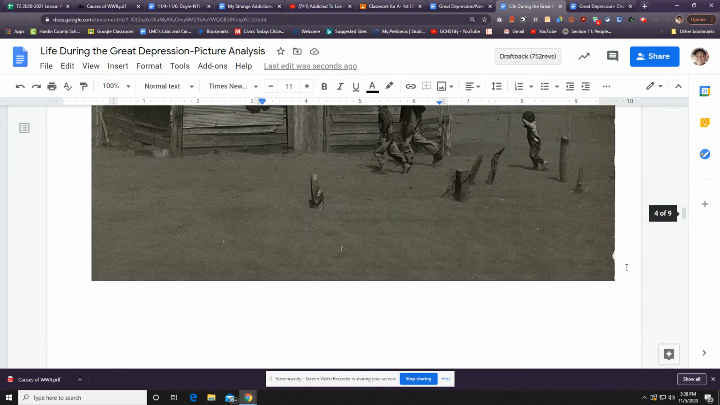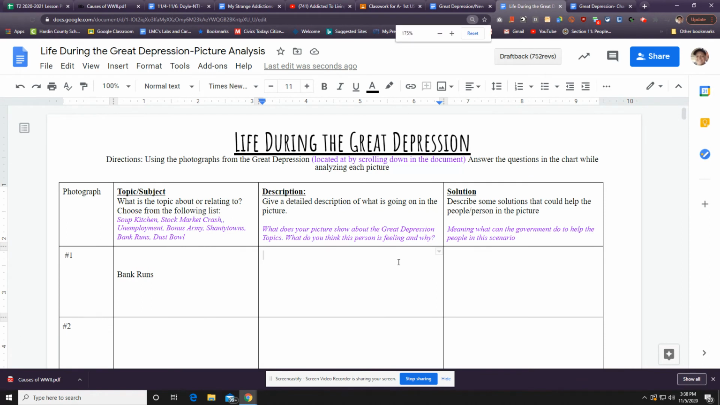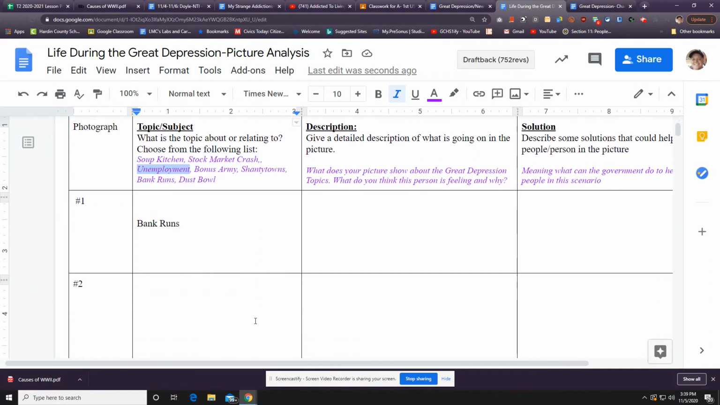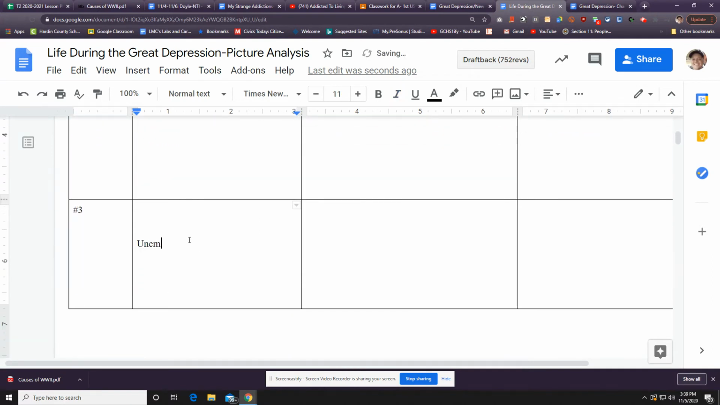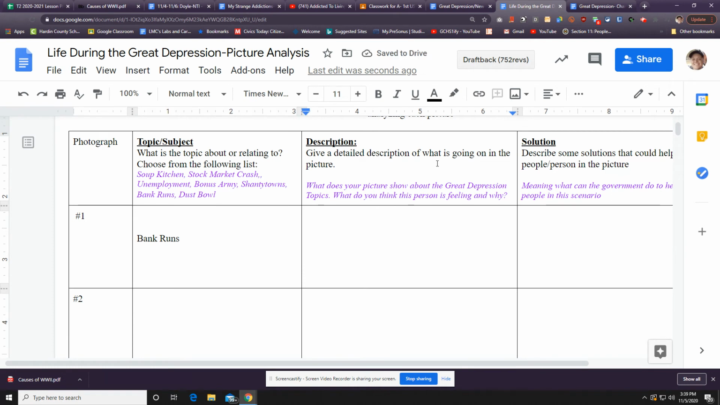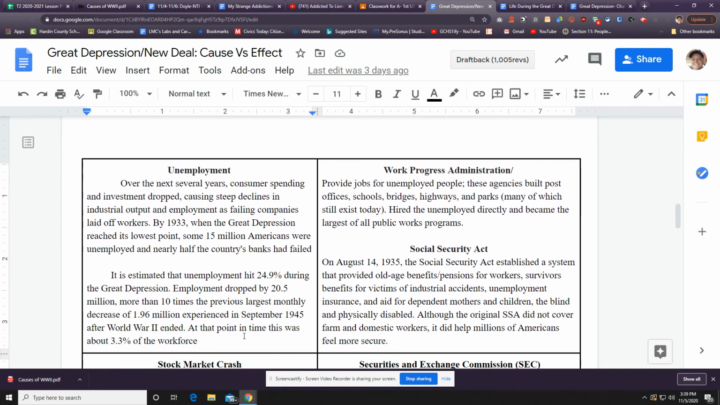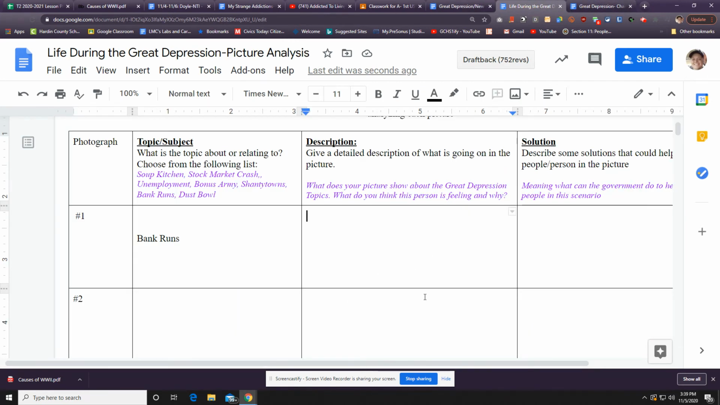So I'm going to come up here to my topics because we're on photograph 3, and I'm going to look at these and see which one might relate to it. Since they're looking for a job, guess what? They're probably unemployed. So I'm going to type unemployment right here, if I could spell it right. And then in this section, I'm giving a detailed description of what's going on in the picture. I just told you they are men walking around with resumes in hopes of getting hired. But I also gave you a cheat sheet, so you can come find unemployment over here, and it tells you exactly what's going on in the picture, and that's what you would answer in this description right here.